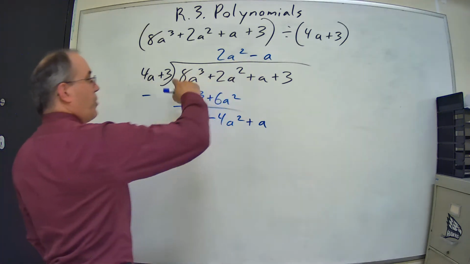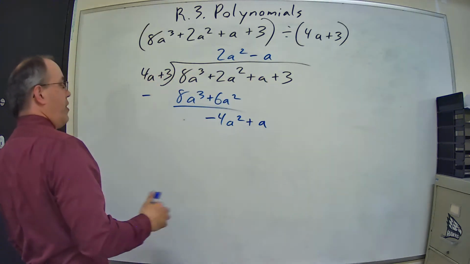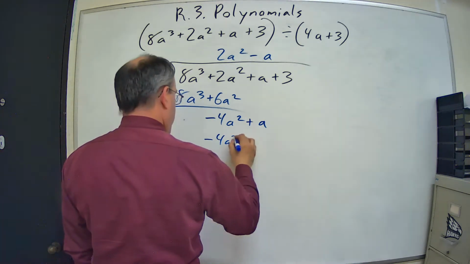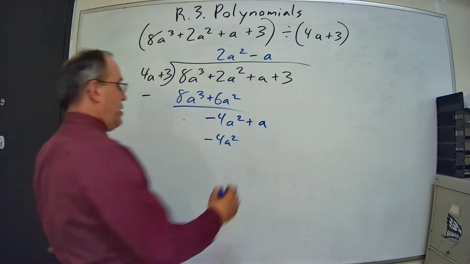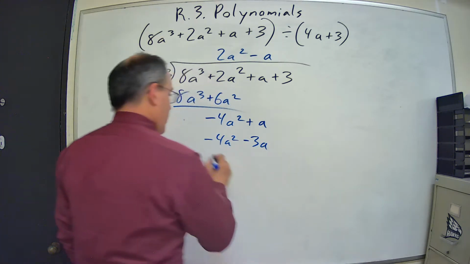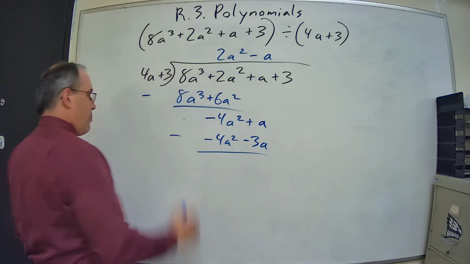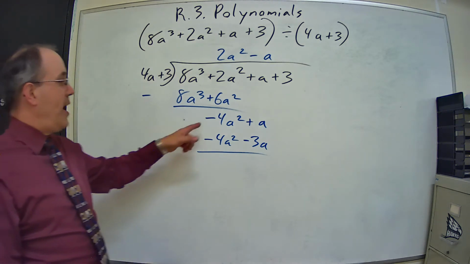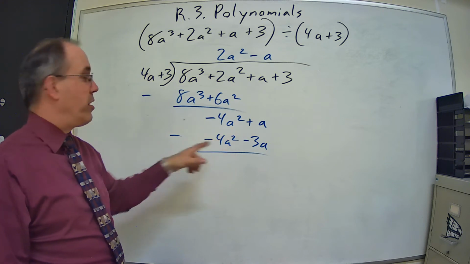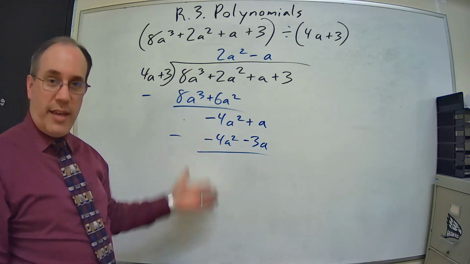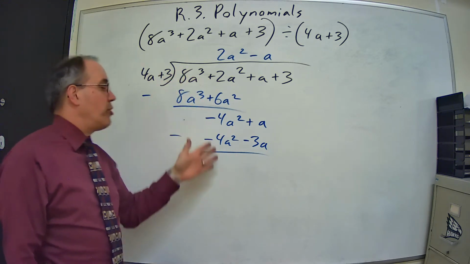Now I get to multiply through. Negative a times 4a gives me negative 4a squared. Negative a times 3 gives me negative 3a. Now again, I put my subtraction over there, so I'm going to subtract. Negative 4a squared minus a negative 4a squared is the same as negative 4a squared plus 4a squared. Cancels out, 0. Please make sure you do that step.